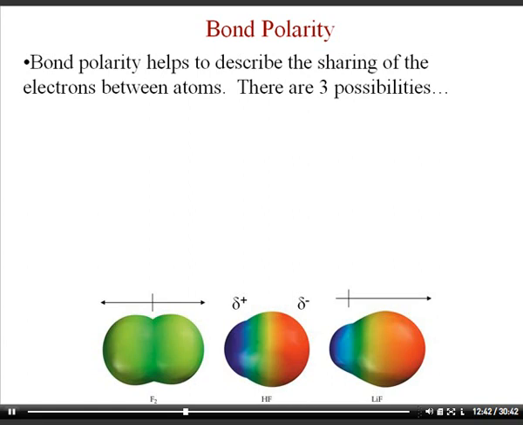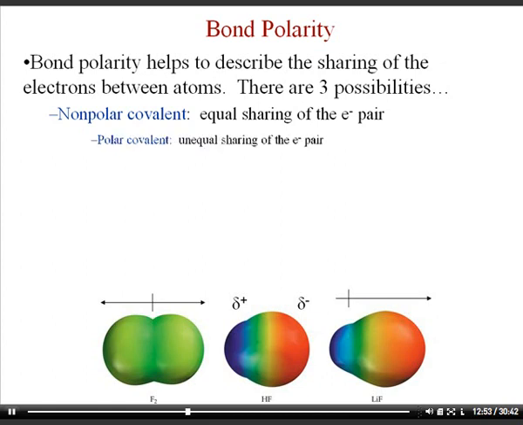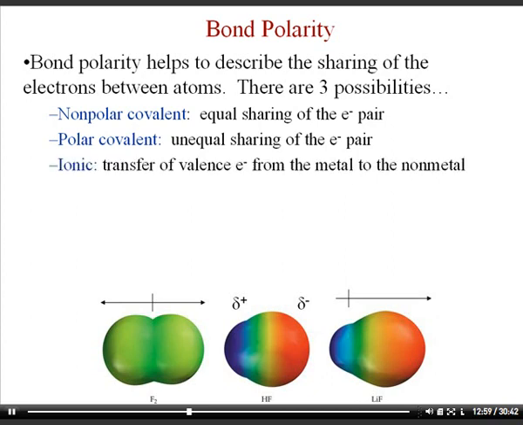The polarity of a bond describes how the electrons are being shared between the atoms, and there are 3 possibilities. You can have an equal amount of sharing between the atoms, and that's a nonpolar covalent bond, but you can have an unequal sharing of the electron pair, and that's a polar covalent bond, or you can have such a discrepancy in their attraction for that electron pair that we can consider that the electrons are transferred from the metal to the nonmetal, and that's classified as an ionic bond.